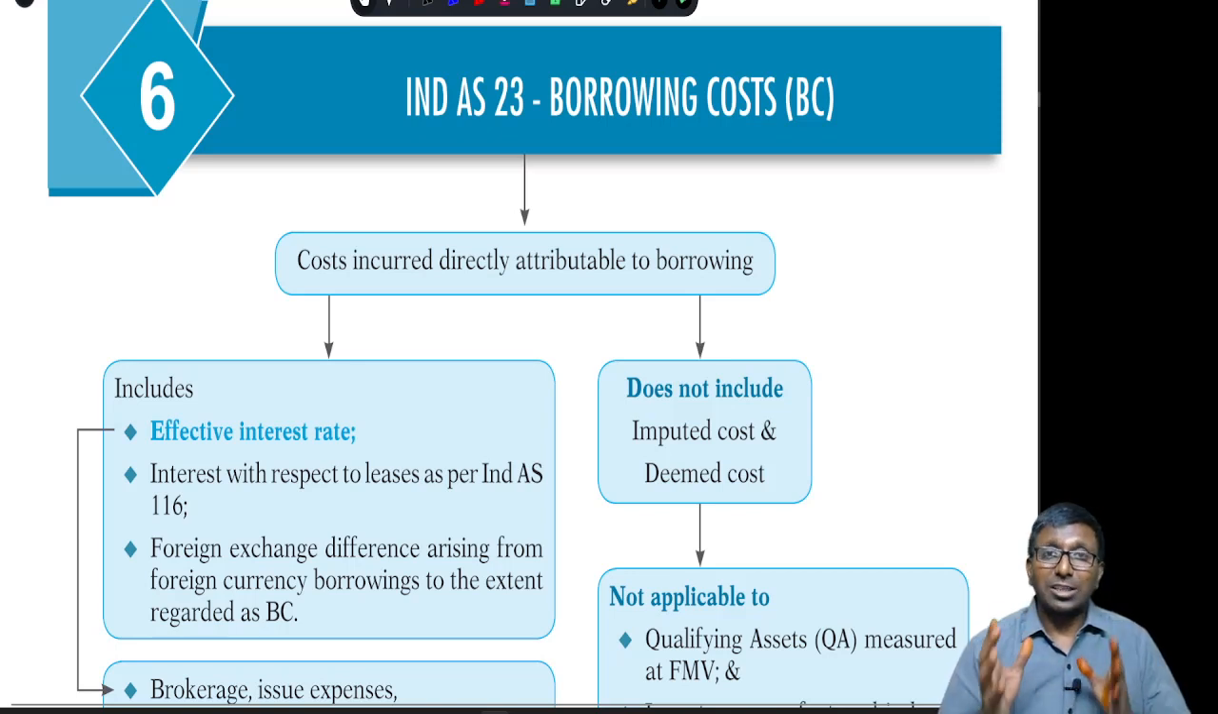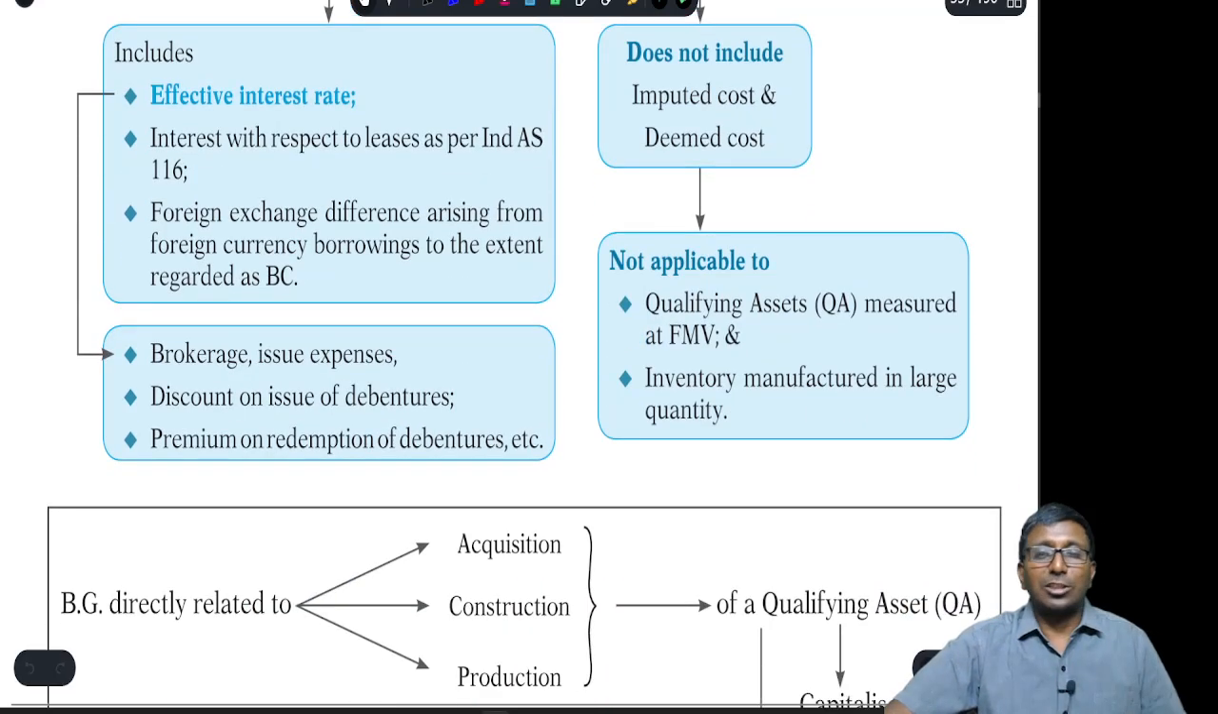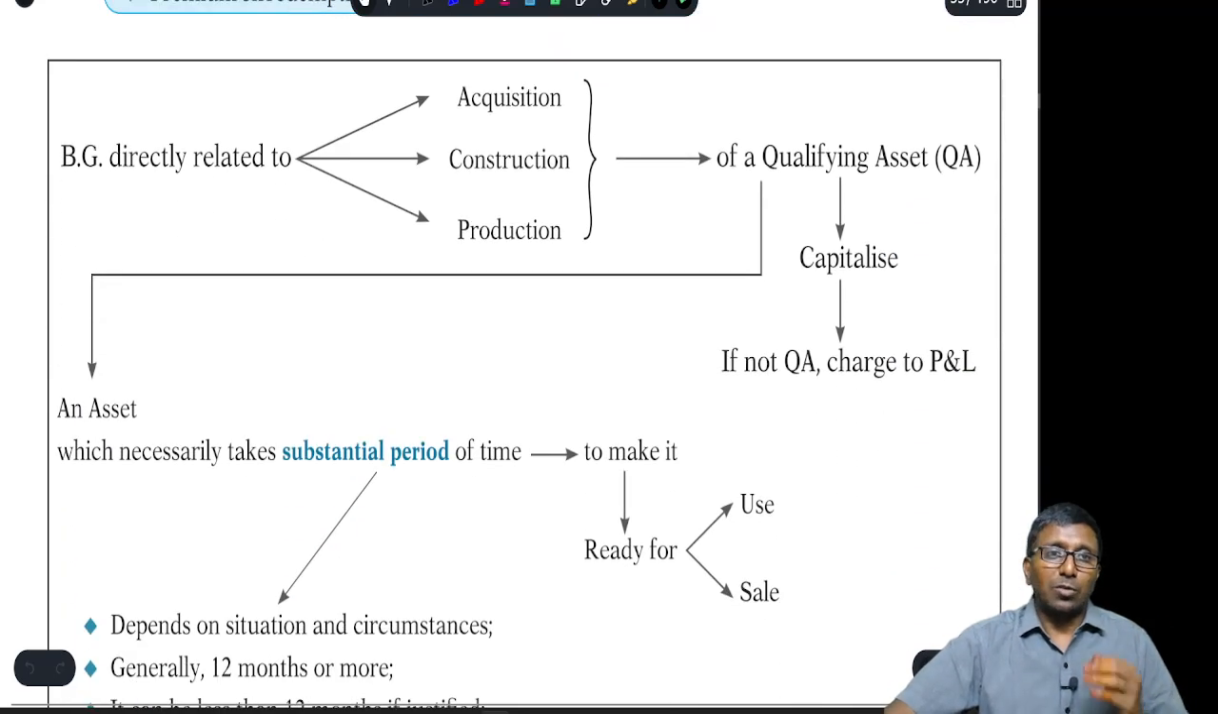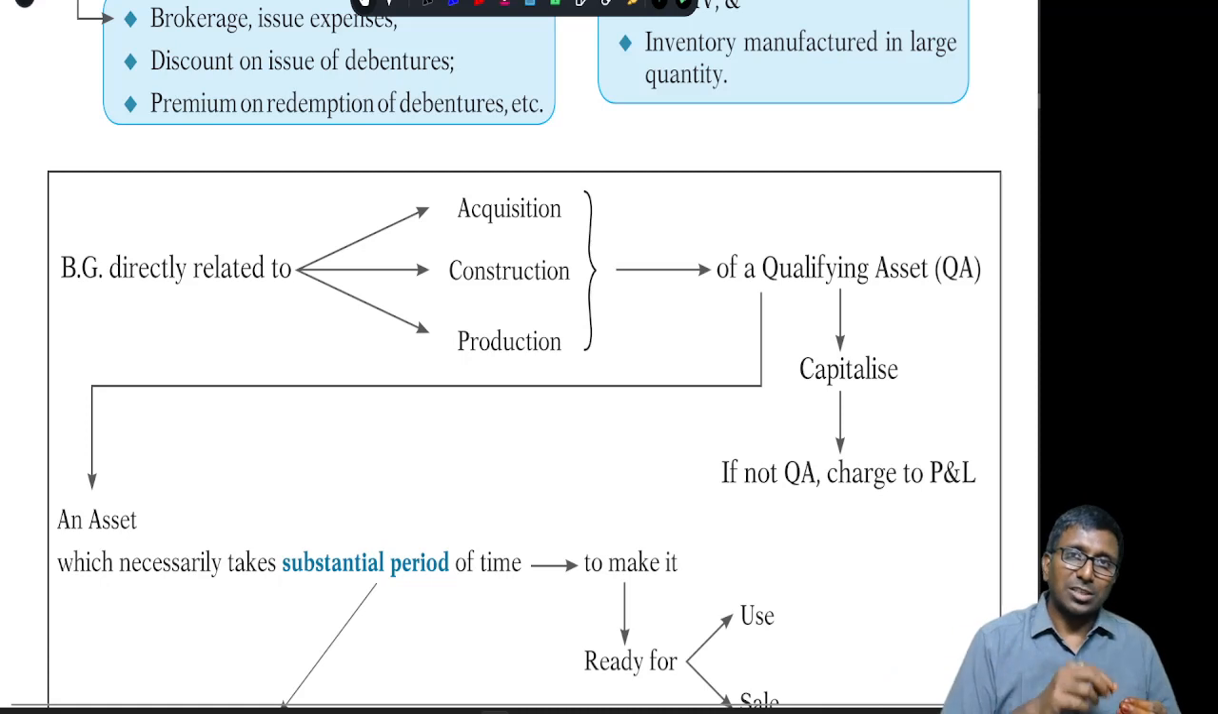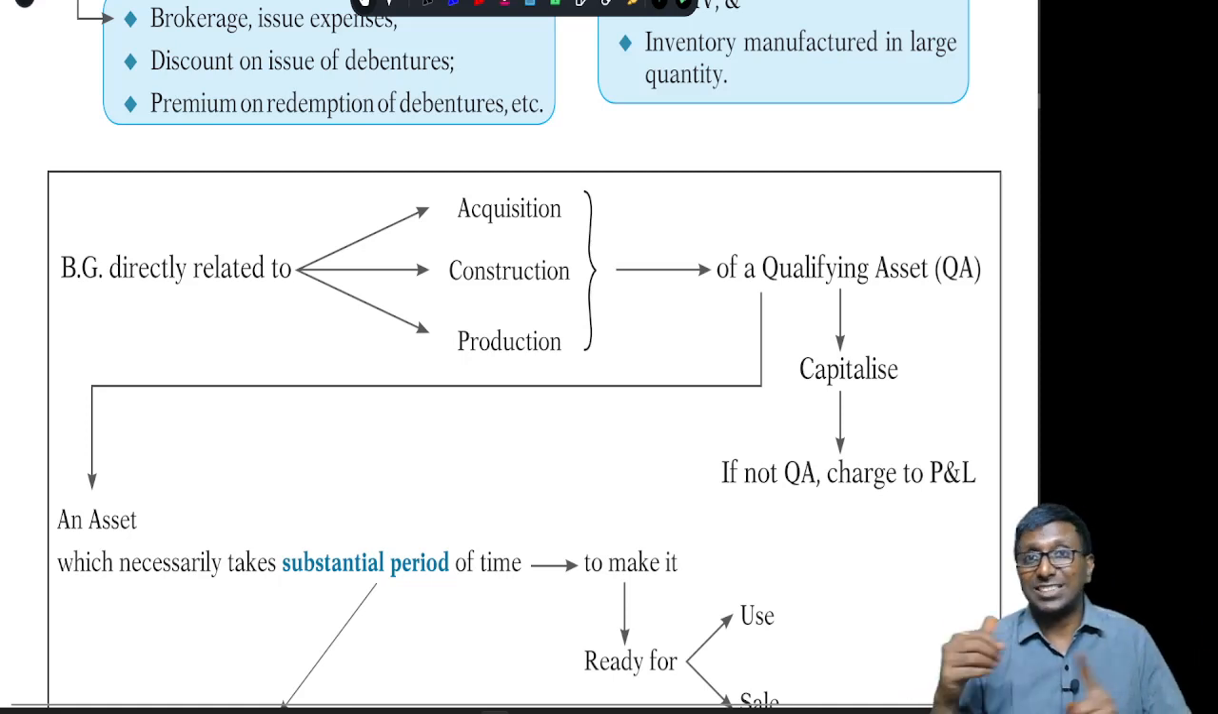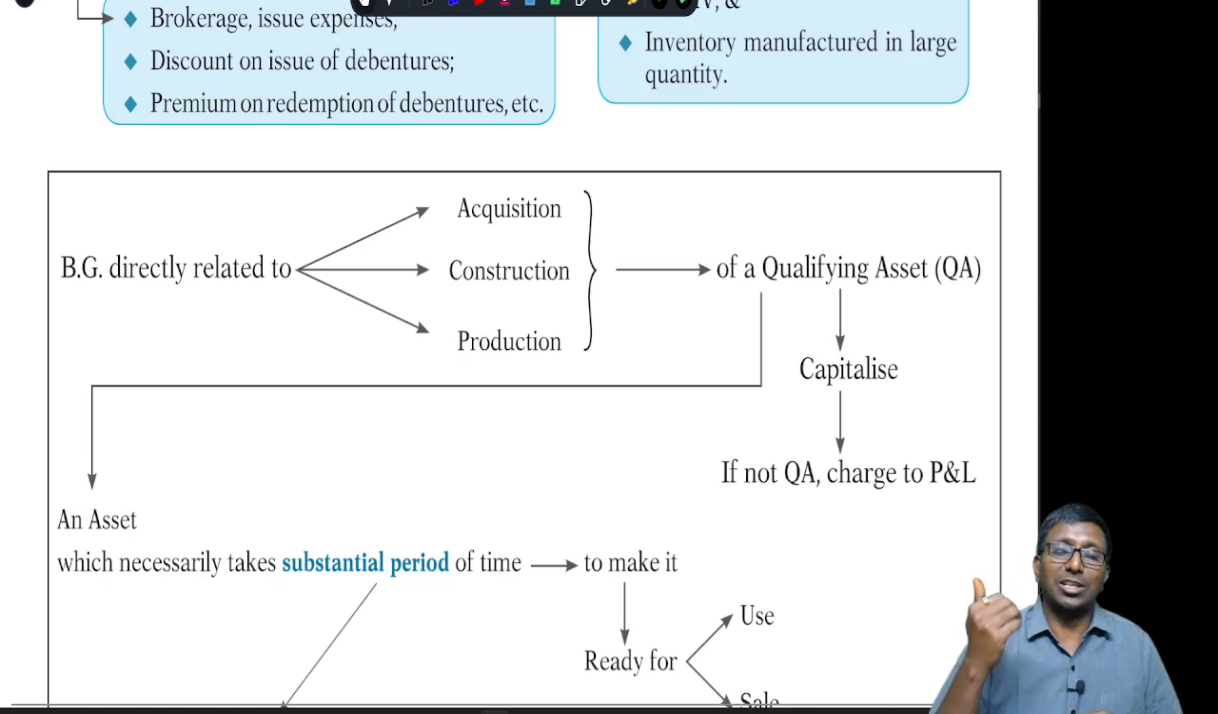This borrowing cost must be incurred. If it is imputed or deemed cost, it is not going to be considered by the standard. And obviously it is not applicable if it is not a qualifying asset. Borrowing costs which are directly attributable to the acquisition, construction or production of a qualifying asset should be capitalized. If the asset is not a qualifying asset, then you should charge it to profit and loss as finance cost. What is a qualifying asset?